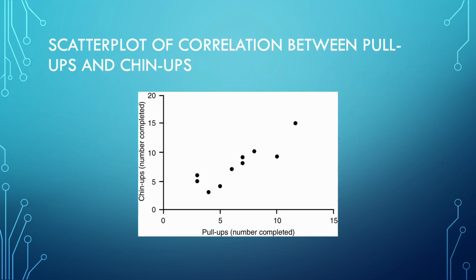Here's an example of a scatter plot for that pull-up and chin-up data from the previous slide. If we look here, we have pull-ups on our x-axis, chin-ups on our y-axis, and each different dot represents a specific individual. If we were to add a line to this graph around most of the data points, we would find this direction, which is a positive direction of the data, or a positive correlation.